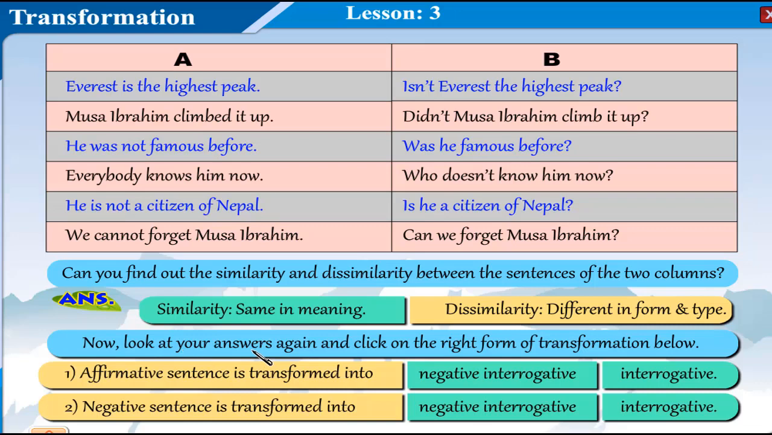Now look at your answer again and click on the right form of transformation below. Okay, an affirmative sentence is transformed into negative interrogative, not interrogative. We have to transform it into negative interrogative. That means an affirmative sentence is transformed into negative interrogative. A negative sentence is transformed into interrogative, of course not negative interrogative. It should be interrogative. That means a negative sentence is transformed into interrogative. An affirmative sentence is transformed into negative interrogative. Hope you are enjoying this class.